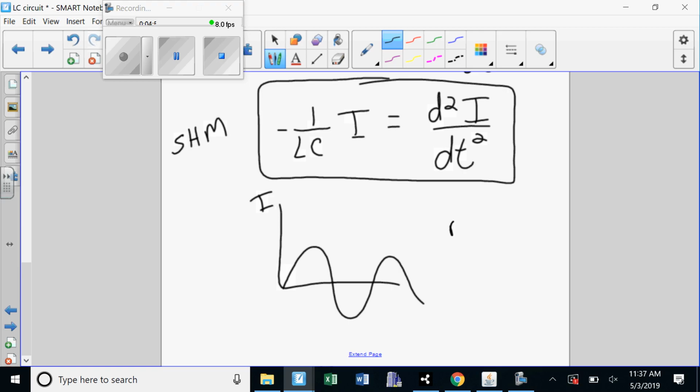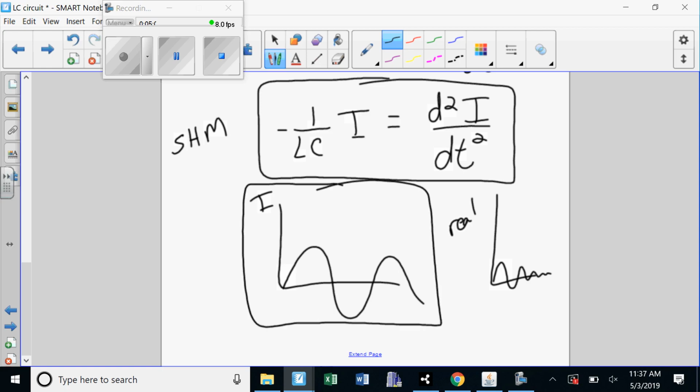It would be more realistically like a damped oscillation, where the amplitude keeps getting smaller and smaller and smaller. But for perfect capacitors and perfect inductors, where there's no resistance internal to the system at all, then we are expecting here simple harmonic motion, just a sine wave for the current. It's fluctuating between some positive and some negative amplitude. Okay.